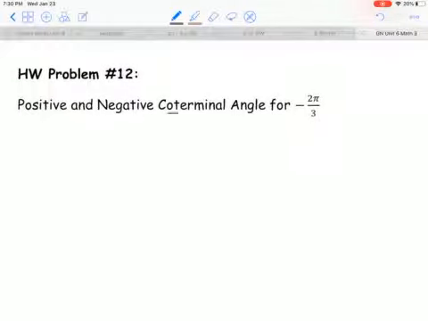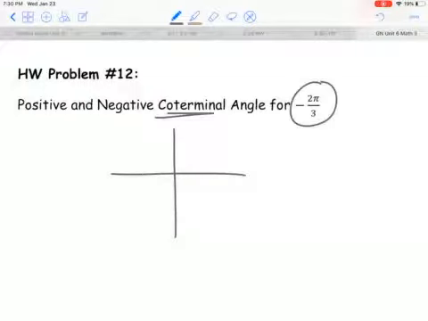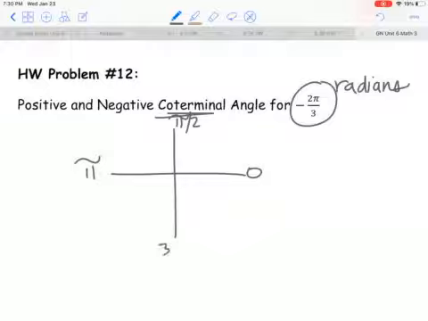Okay, this next one, coterminal. So when you draw it, negative 2/3 pi, this is in radians. So if you can figure out radians, remember pi is over here. This is 0, pi over 2, 3 pi over 2. Okay? Because that's 90 degrees, that's 180, that's 270, that's 0. And to go all the way around would be 2 pi.